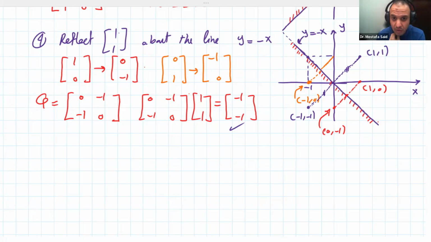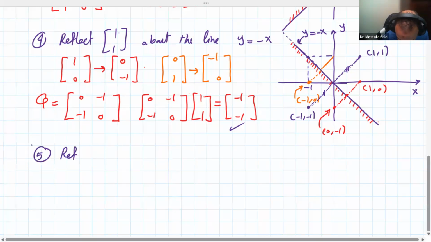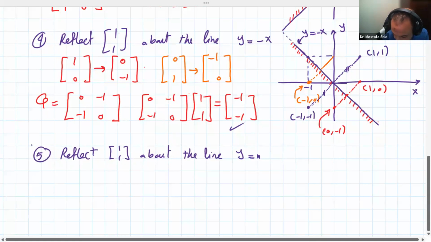So in this video, after taking the corner cases of reflection, we're now going to take the general case. If we want to reflect around any line with any arbitrary slope. So number 5, let's do it as a case. Number 5, reflect 1 still about the line y equal to mx.